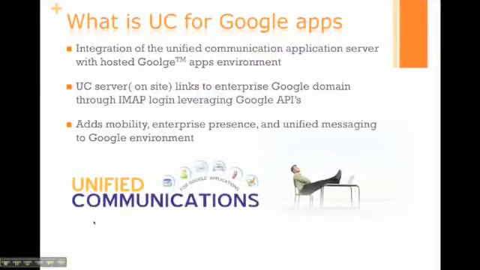What is Unified Communications for Google Apps? Well, Unified Communications for Google Apps is the integration of our Unified Communication application with the hosted Google Apps service. You take our UC server that's on site connected to your existing infrastructure, your phone system and business applications, and then we link into the Google domain through IMAP and Google APIs to synchronize data in real time between the hosted service and the existing infrastructure that exists on premise.